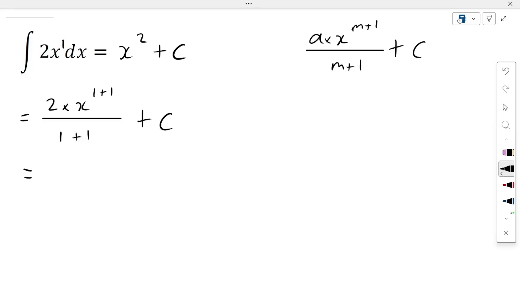Now let's keep doing this. Let's just simplify further. 2x raised to the power of 2, because 1 plus 1 is 2, divided by 1 plus 1, which is 2. And what do we notice? Also, this is plus c. And what do we notice?